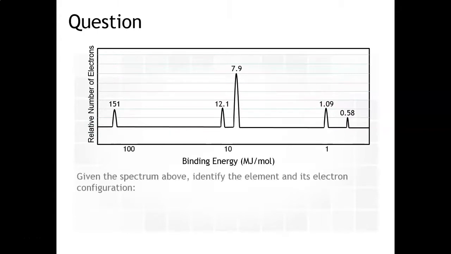All right, next question. Given the spectrum above, identify the element and its electron configuration. So this is going to be 1s2, 2s2, 2p6. I don't even need to count because I can't fill this until these are all completely occupied, right? So it's 3s2, and then this one, we know each line represents one electron, so this is going to be just 3p1. So which one of these is it? Aluminum.